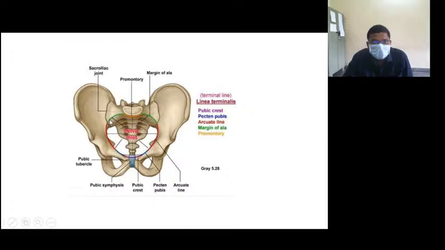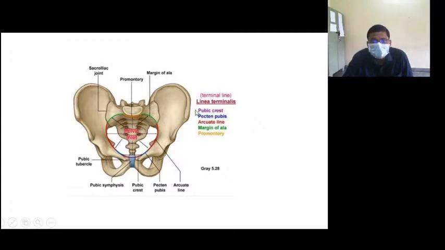This arcuate line, and also the ala of the sacrum, and this arcuate line extends only up to the iliopubic eminence. Once the iliopubic eminence starts here, from here you will be seeing the pecten pubis and also the pubic crest, okay. This blue colored is the pecten pubis and the purple one is the pubic crest. In this way, the ala of the sacrum, the arcuate line, the pecten pubis and also the pubic crest on either side together form a brim-like structure called the linea terminalis. This structure is called the linea terminalis.